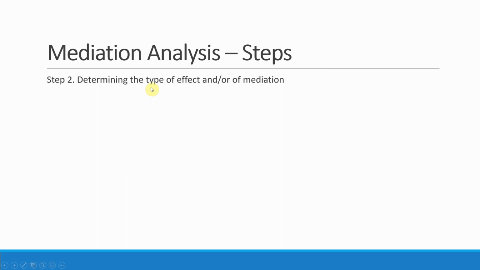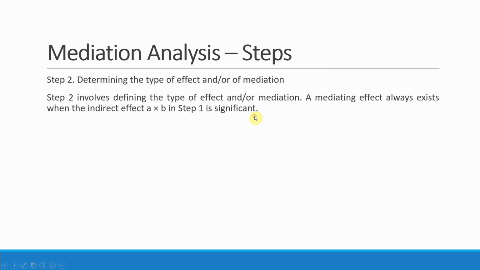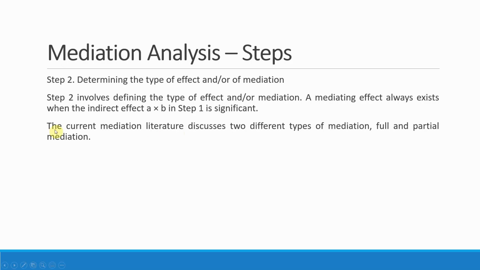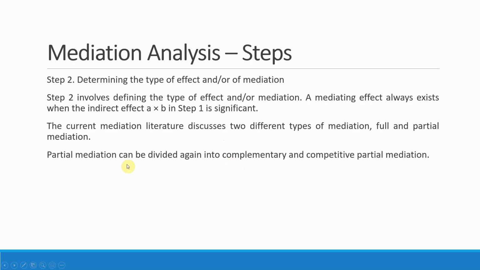Now step 2, determine the type of effect and or mediation that we earlier discussed. Now this involves defining the type of effect or the mediation. A mediation or mediating effect always exists when the indirect effect, A into B, in step 1 is significant. So there will always be a mediating effect if your indirect path is significant. However, the current mediation literature discusses two types of mediation, full or partial mediation. Partial mediation can be divided again into two approaches, complementary and competitive.